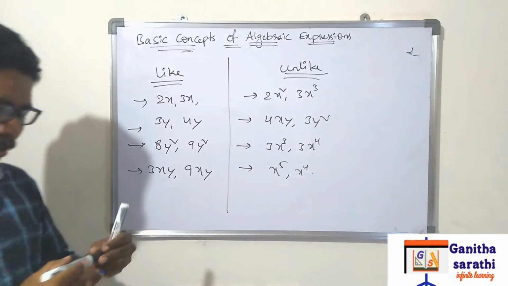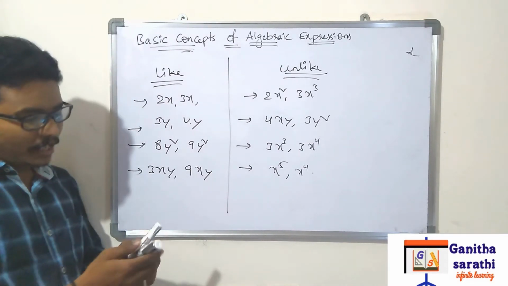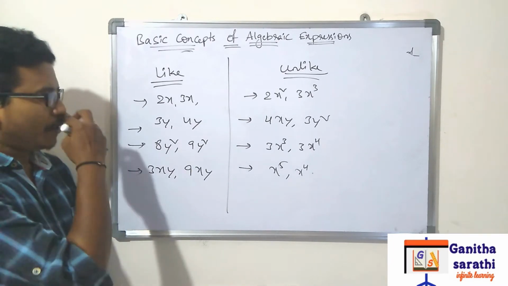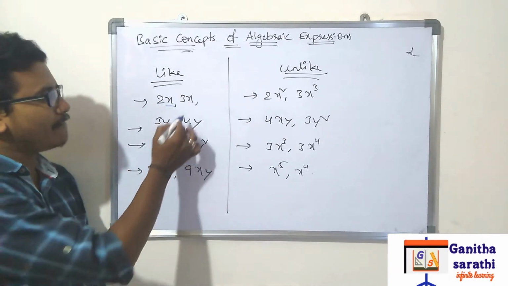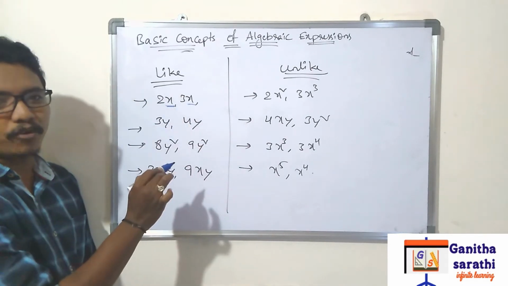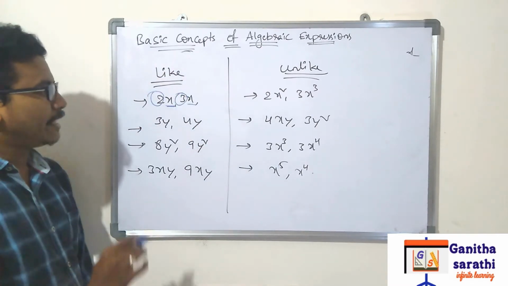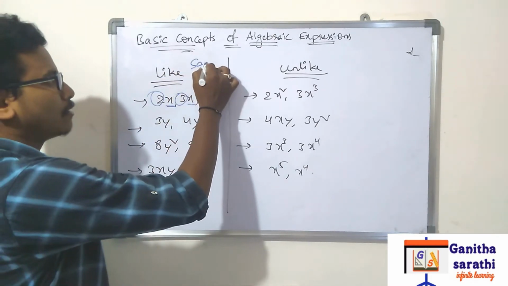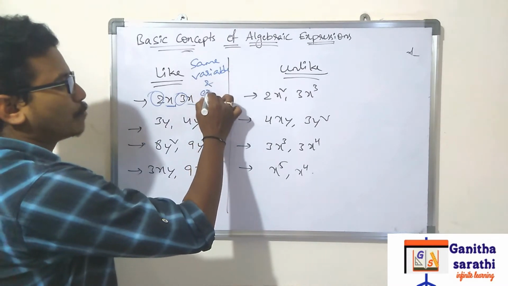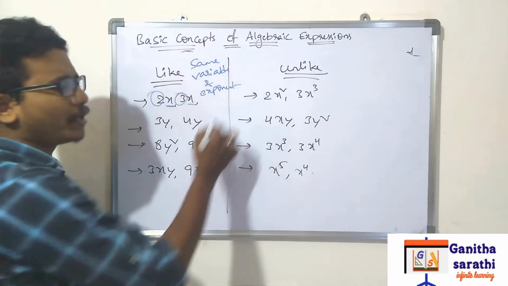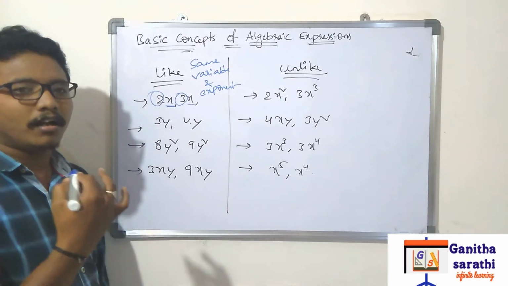See here. Now if you observe, you can say what it is. Like terms means they should contain the same variable and the same exponent. No need of the constant terms, constant terms may be anything. It should contain the same variable and exponent. Exponent means nothing but power or degree.